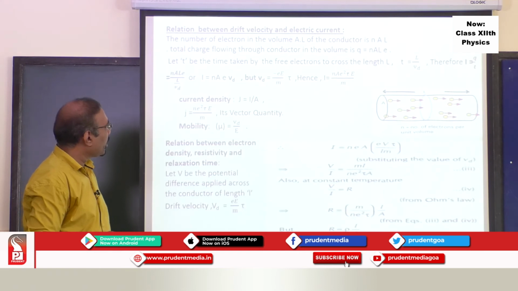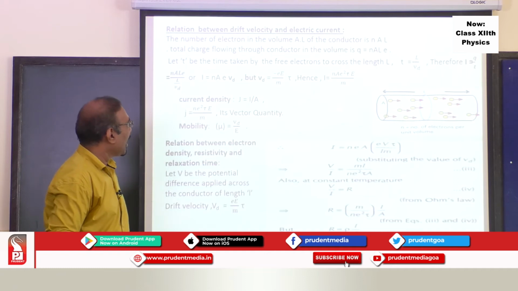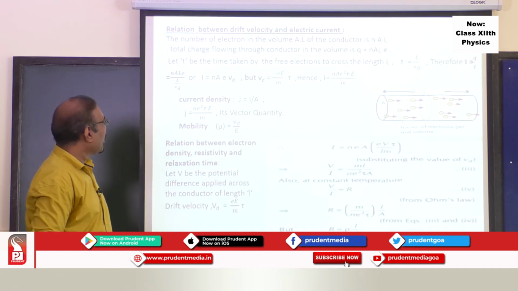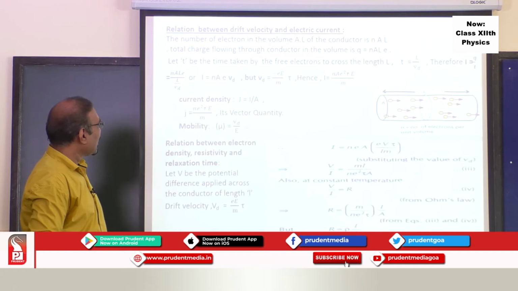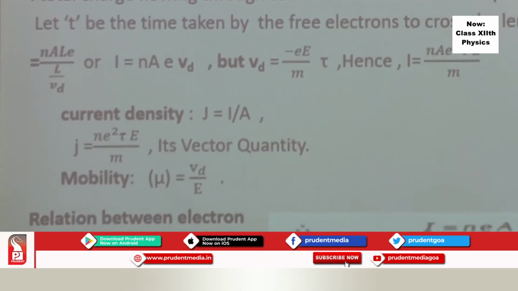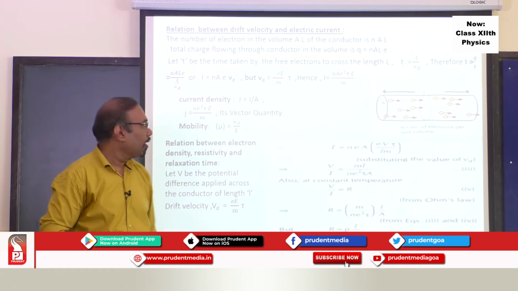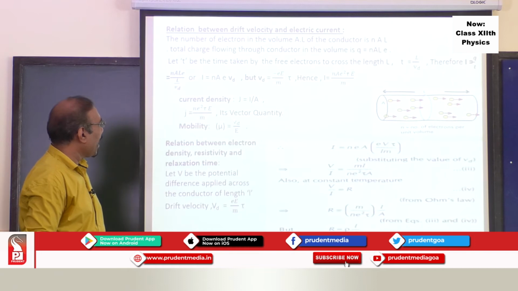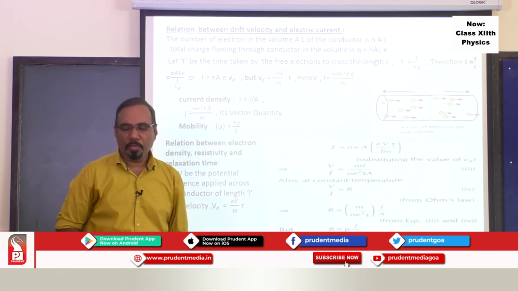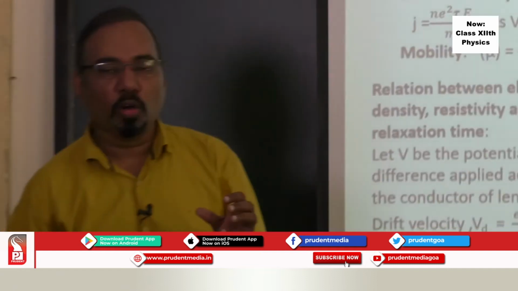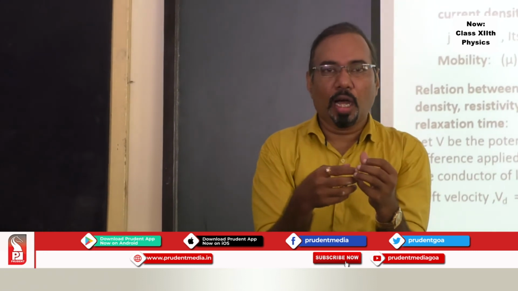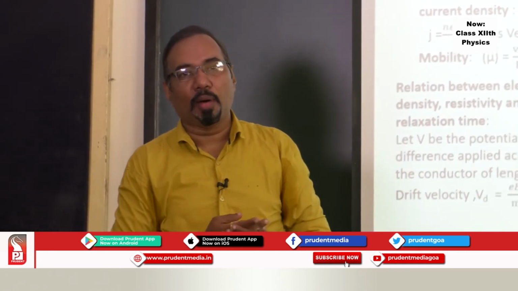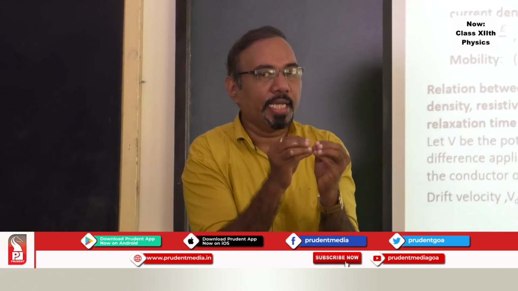Now if you substitute drift velocity as minus eE upon m into tau, then you will get this relation. We can find out the current density from that. Current density will be this relation, and we define one more quantity called mobility. Mobility is the magnitude of drift velocity divided by electric field. Mobility more or less expresses to what extent those charges are mobile in nature. So mobility is Vd upon E.